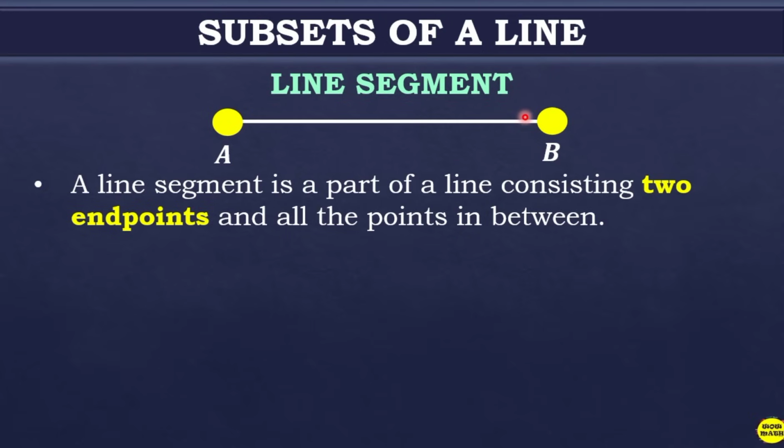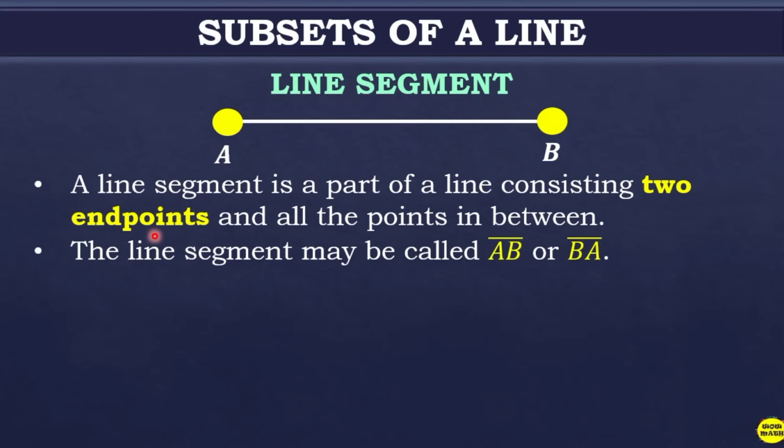Meron po tayong mga points dyan. Marami rin po yan. Yun nga lang, kahit marami pong points dito sa pagitan nila, meron po silang end. Hanggang dito lang po at hanggang dyan lang po. Yun po ang line segment. Tatandaan na pag sinabi nating line segment, it has two endpoints. Yun po ang pinaka idea po ng line segment.